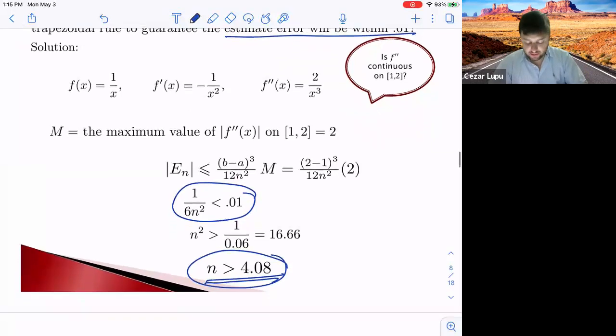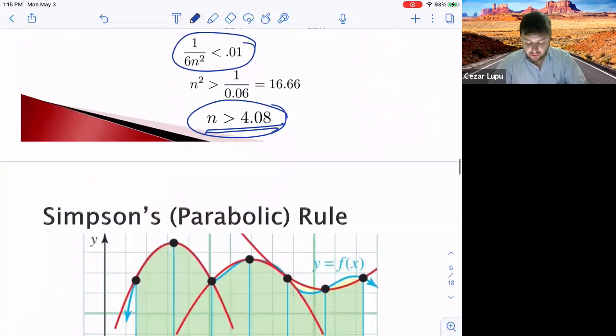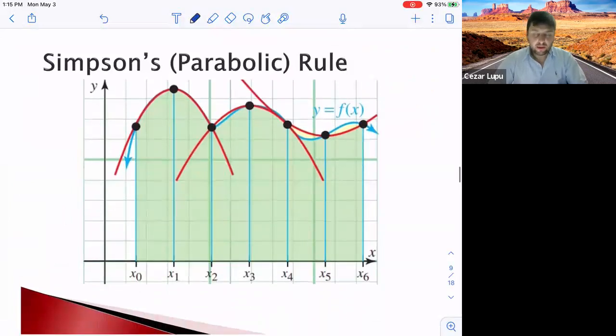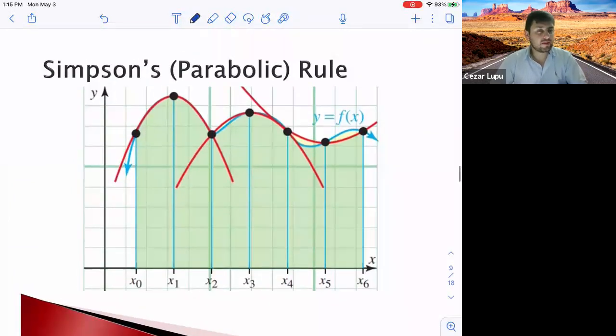Right, if there are no questions, let me show another rule. Let me show what we call Simpson's rule, or the parabolic rule. What if, as I showed you, sometimes you can approximate by rectangles, let me be specific, by using left endpoints or by using right endpoints. But as you have seen, the approximation is not the very best one.